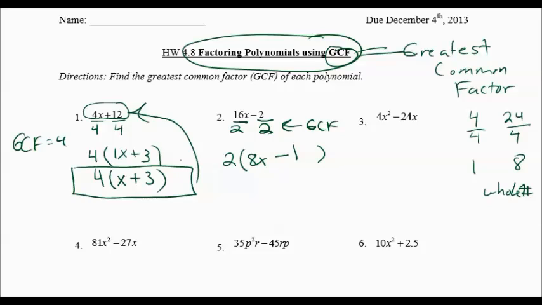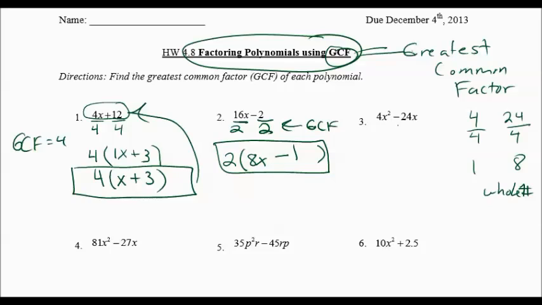Okay, and we'll try one of those in the next example. So far we have 2 times 8x minus 1, and so this would be our two factors. These would be our polynomial factor. And if we multiply those back out, we get 16x minus 2. Okay, so now let's try this one.